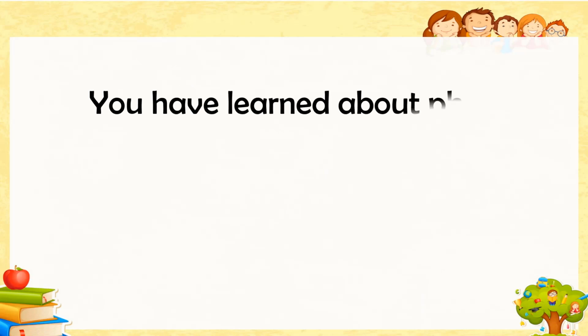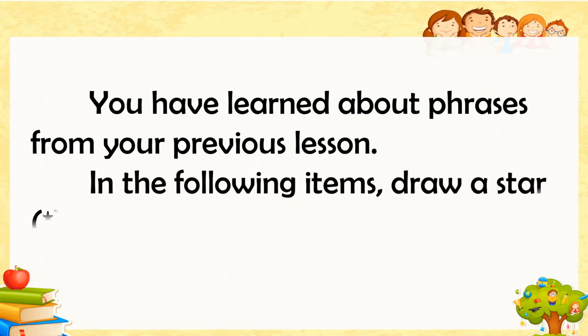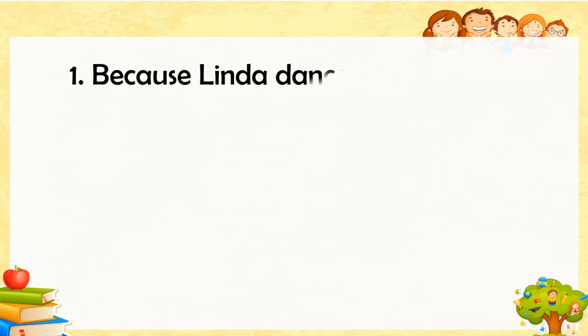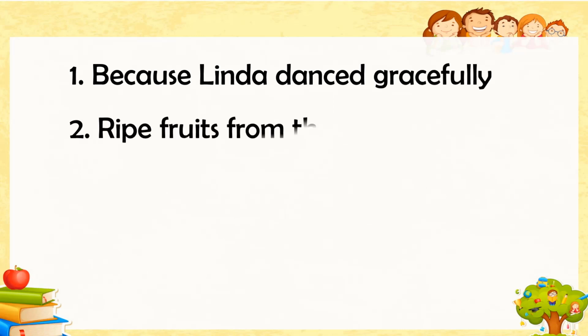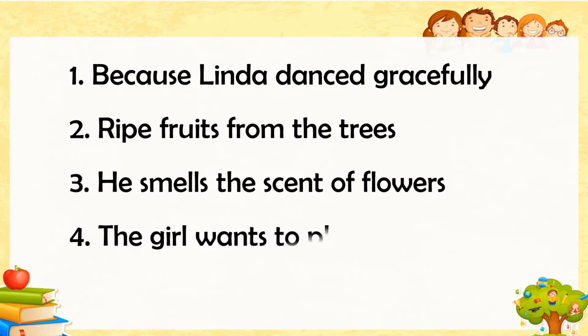In the previous lesson, we have learned about phrases. Let us have a short review then. In the following items, draw a star if it is an example of a phrase, but if it's not, draw a question mark. First, because Linda danced gracefully. Second, ripe fruits from the trees. Third, he smells the scent of flowers. Fourth, the girl wants to play. And fifth, wild flowers.